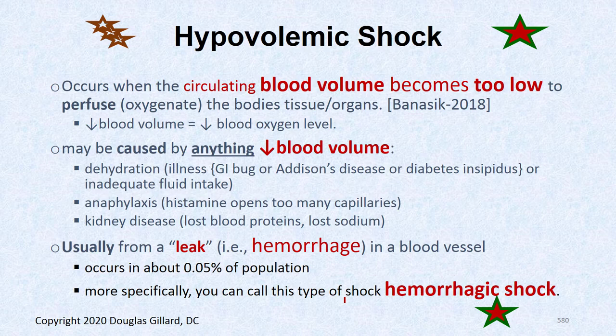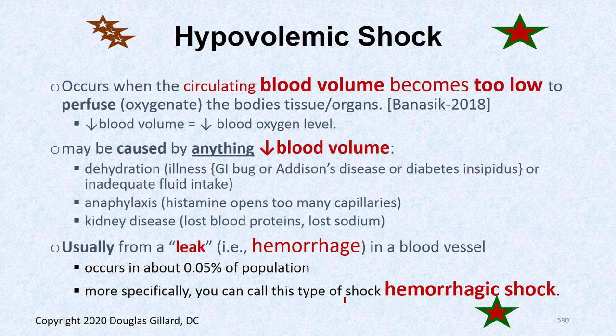Hypovolemic shock is what we're talking about. It occurs when the circulating blood volume becomes too low to perfuse the body's tissue. It's low blood. We talked about it a little bit. It can be caused by anything that decreases blood volume, like dehydration. Maybe you went to the Amazon jungle and got some weird virus, and your cells are all infected and can't reabsorb water from the fecal material, and you got terrible diarrhea. The blood is mostly water, so you'll start to get hypovolemia because of the dehydration.